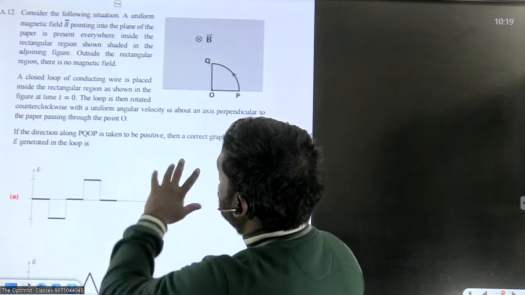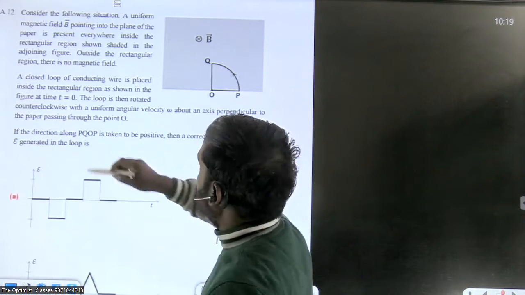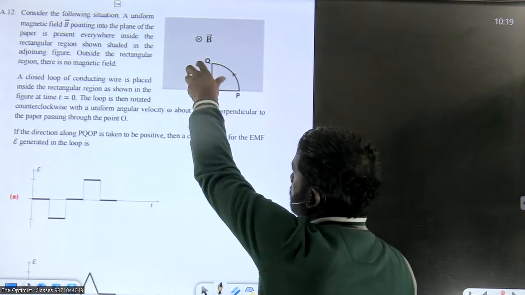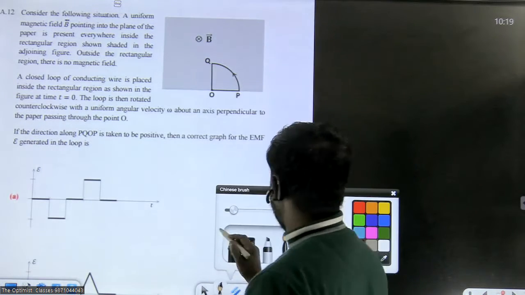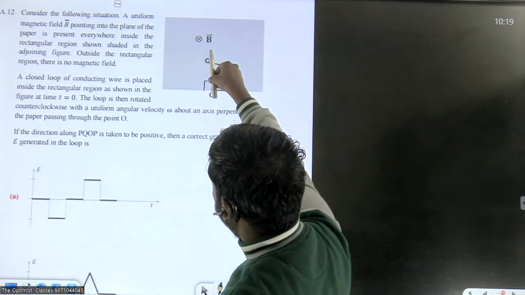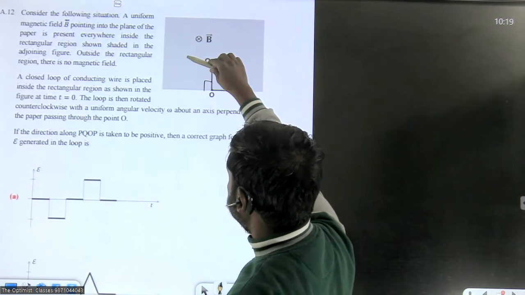The loop is then rotated counterclockwise. It is written here, counterclockwise. So it is rotated like this. For some time it will remain inside the magnetic field, until this OQ line rotates by pi by 2. Till that time it will be inside the magnetic field.